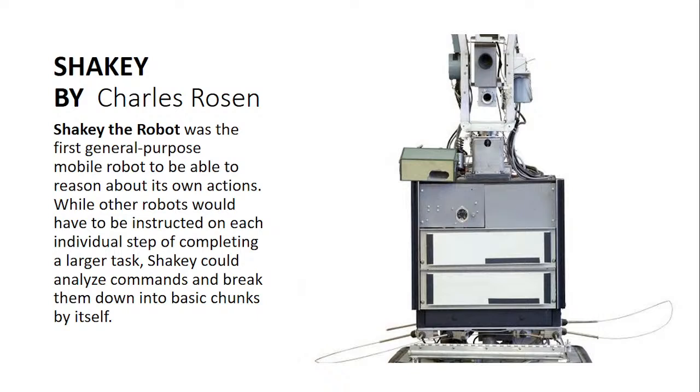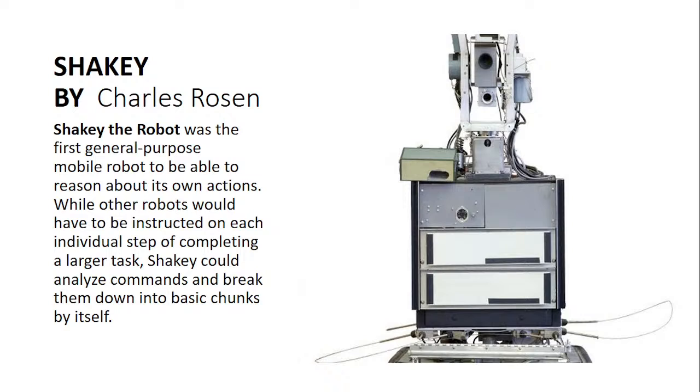Then Shaky, by Charles Rosen. So Shaky the robot was the first general purpose mobile robot, able to reason about its own actions. General purpose means it is not just for a specific task. You can write a program and make the robot do multiple different tasks based on the program. While other robots would have to be instructed on each individual step of completing a larger task, Shaky could analyze commands and break them down into basic chunks by itself.